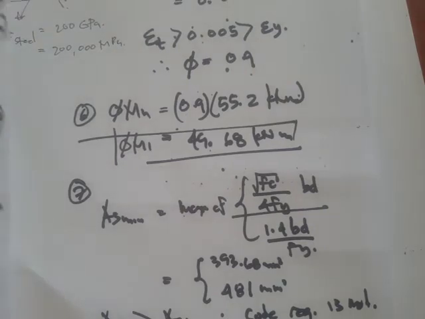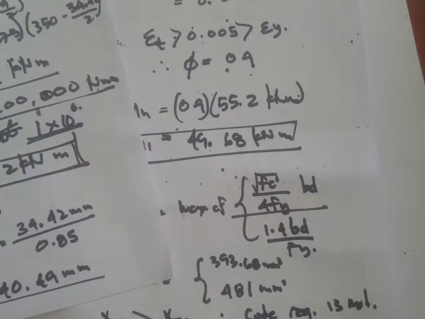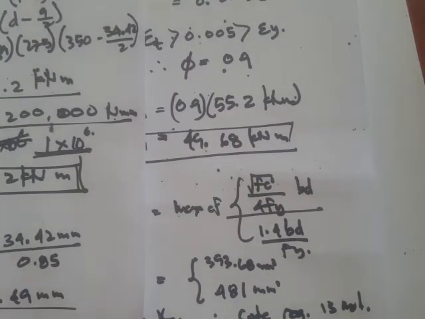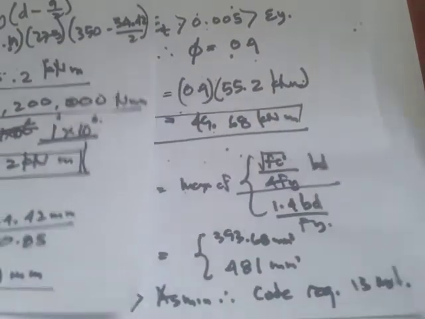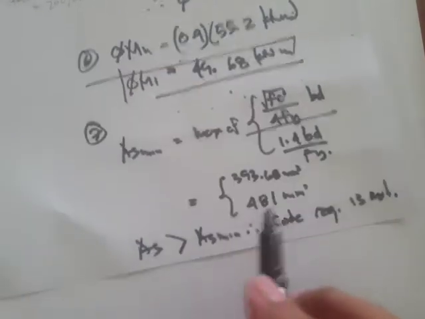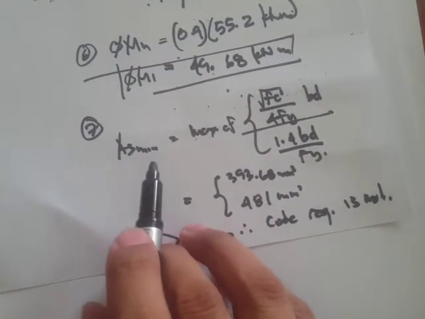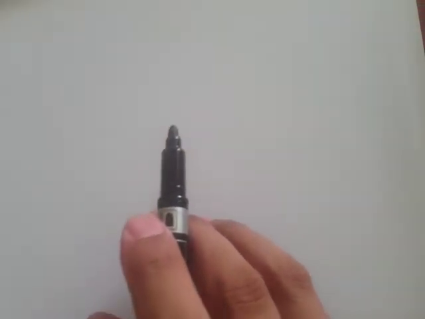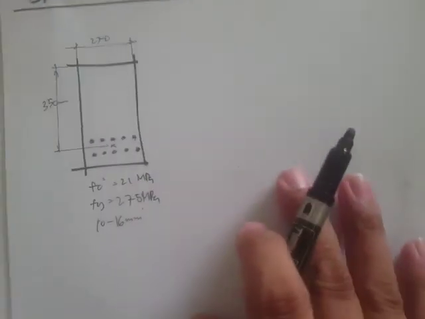I guess in the next video, or maybe still here in this video, we'll solve another problem. By the way, what we checked in the previous problem is the minimum area, but you can also check the bar spacing. Okay, so now moving on to our next problem.